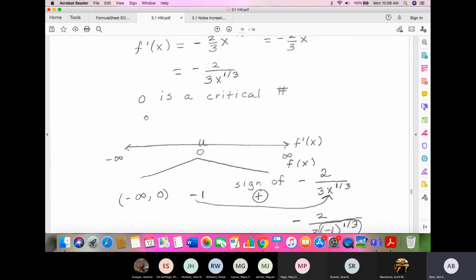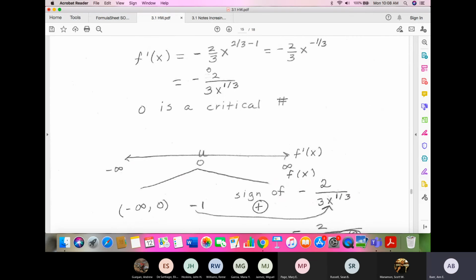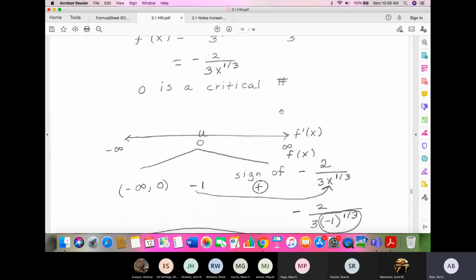And it's the only critical number because there are no x's in the numerator to give us a place where the first derivative is 0. There are no x's up here. So if you set the numerator equal to 0 to find them, you're going to get -2 equals 0. Doesn't make any sense. So we're not getting any contribution there. So our only critical number is 0.